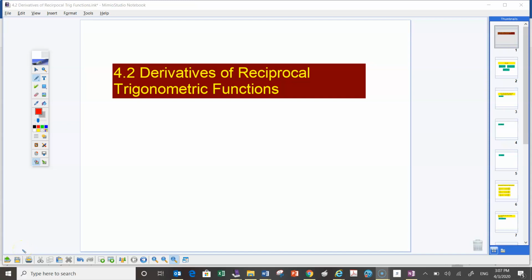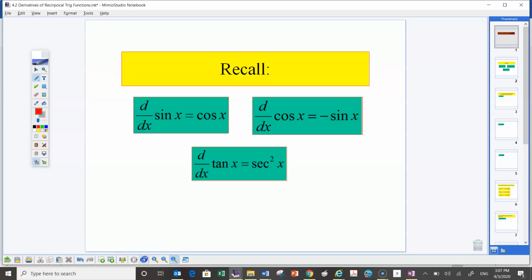Today we're going to look at the derivatives of reciprocal trig functions, and so far we've been quite comfortable finding the derivative of sine, cos, and tan. Reminder, if y was equal to sine of 3x, to take the derivative we would use the chain rule.